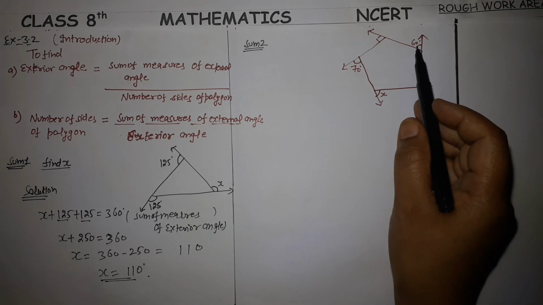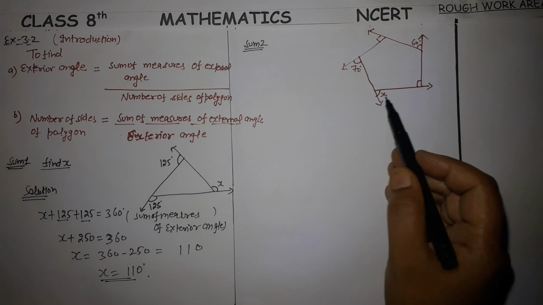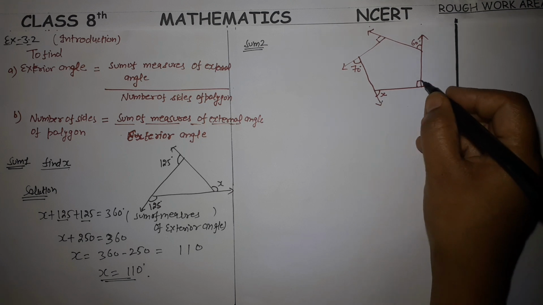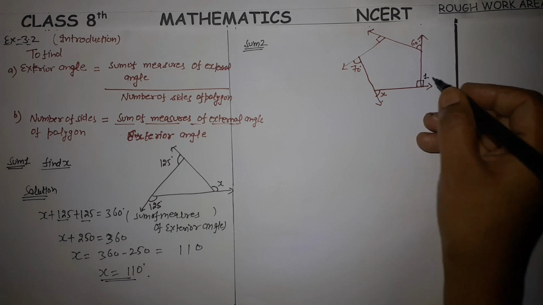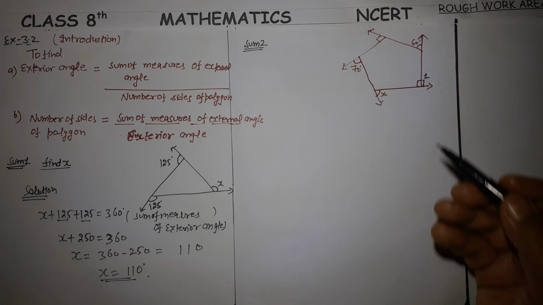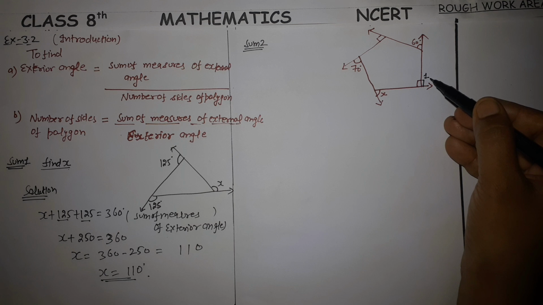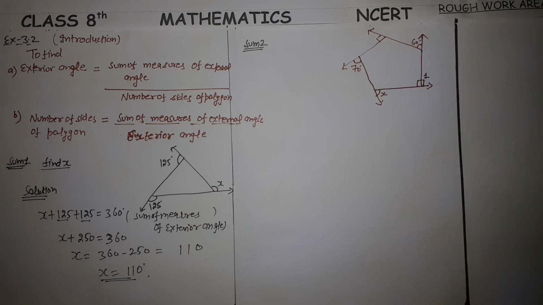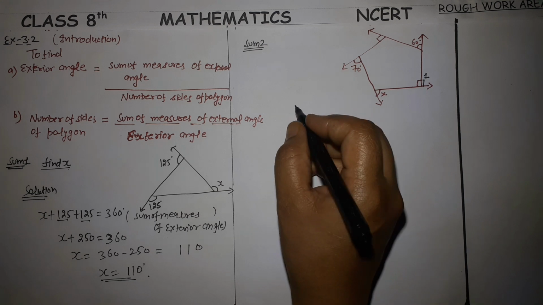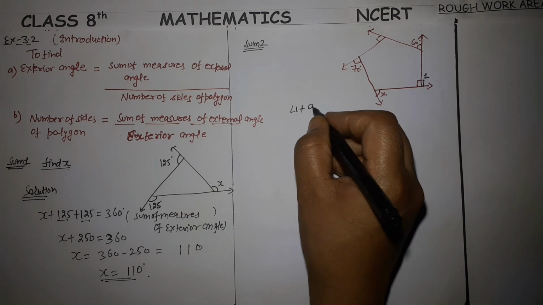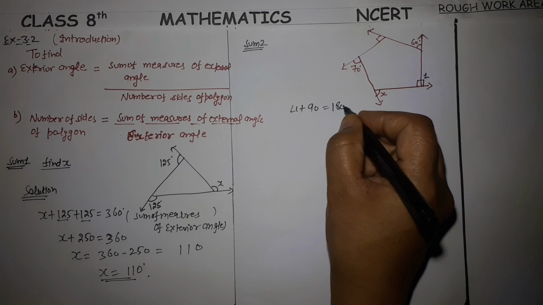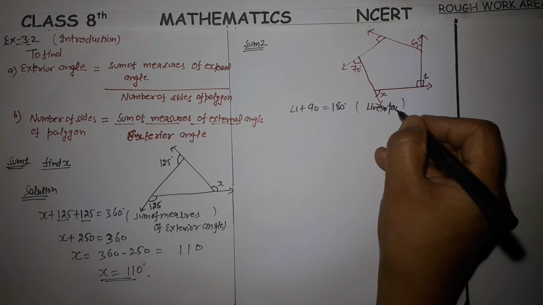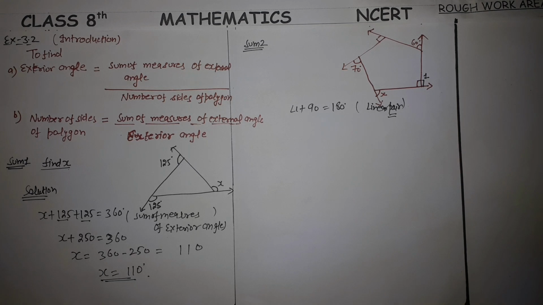Exterior angles are marked; this one is an interior angle. We mark here the first angle. First we will find this angle, then add all these 5 angles up to 360. Angle 1 plus 90 equals 180. Reason: linear pair.